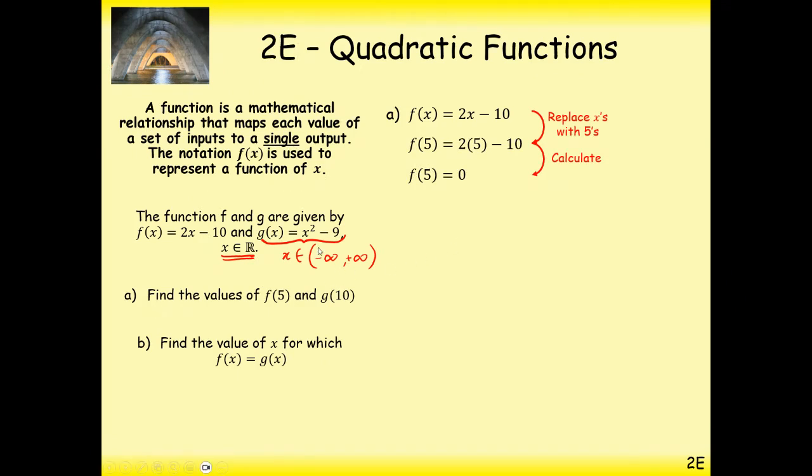Then we substitute 10 into g of x. 10 squared is 100. 100 minus 9 is 91. So that's the answer to that part.